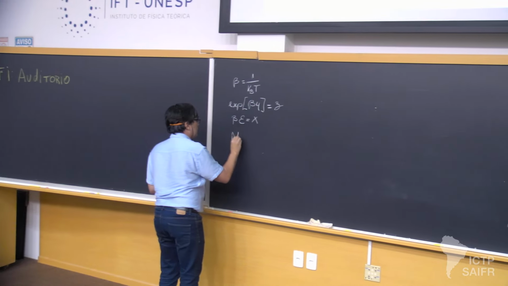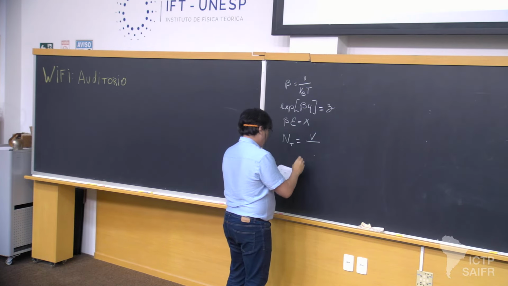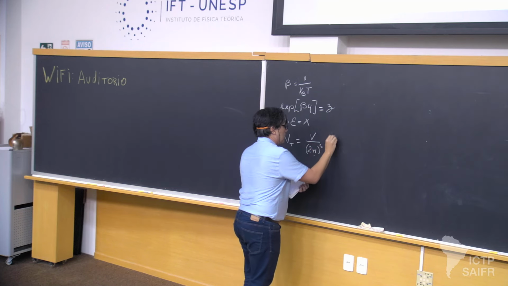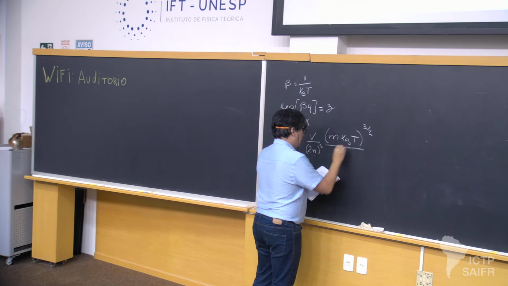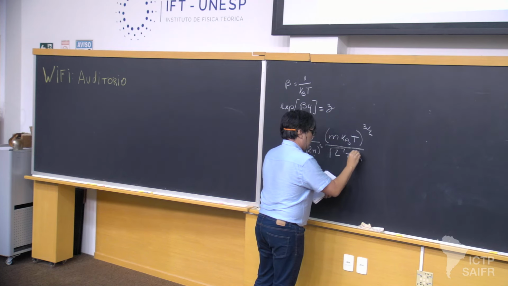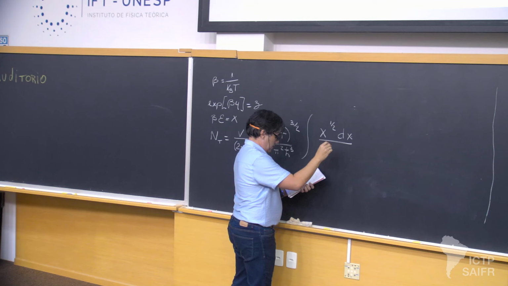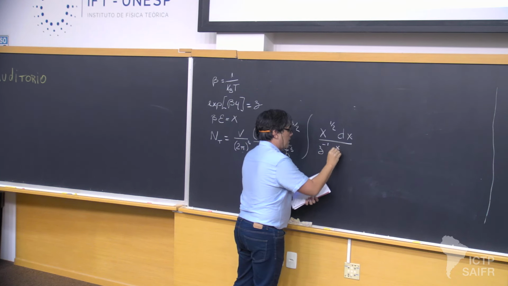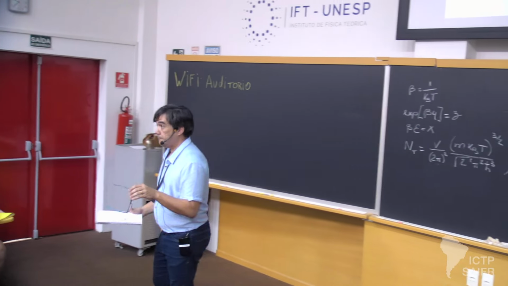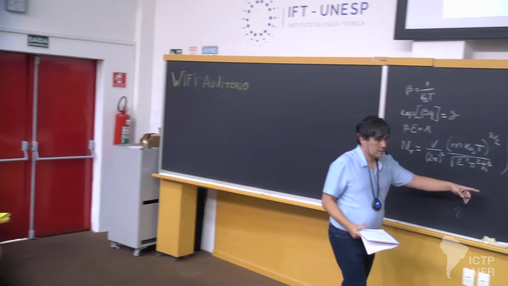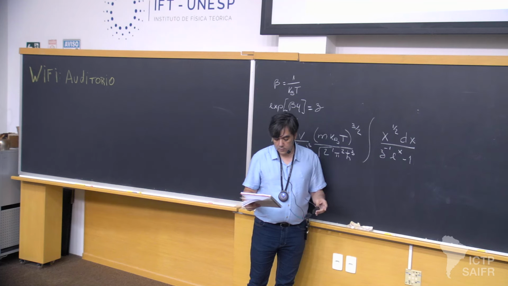This NT, when I do it, becomes V over 2 pi cubed, m kBT to the 3/2, and then the usual terms, and then integral of x to the half dx over z inverse e to the x minus 1. Guess what? One can solve this integral. It's solvable. Okay, we write this, and this is actually a class of functions that's called Bose functions. Okay, guess why?